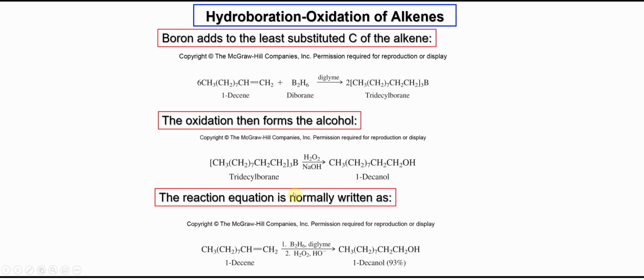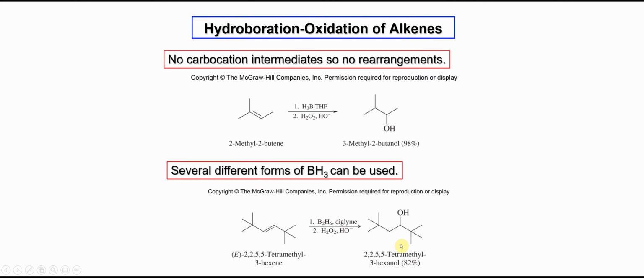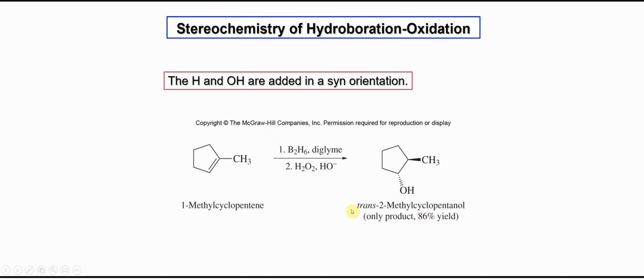And then the reaction, normally you can simply write it down. You have a alkene, carbon double bond. The carbon with more hydrogen will be bonded with your OH, hydroxyl group. This reaction is considered anti-Markovnikov's rule.